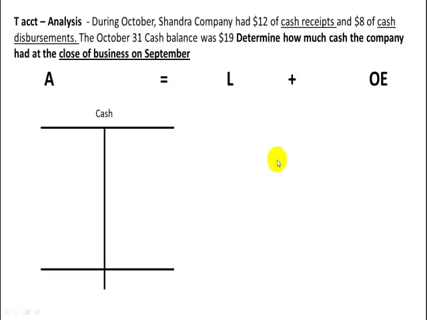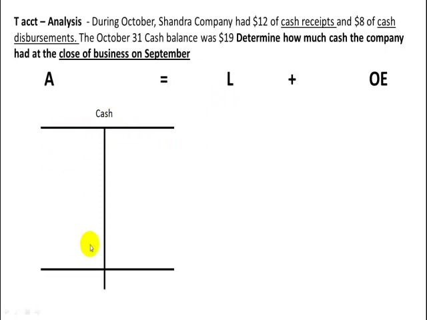This problem is all about T-account analysis, and it will help improve your understanding of what increases and decreases an account with debits and credits. So I've used smaller numbers here to make the math not a factor in your understanding of what's going on here. Let's read the problem and see what we can do with this cash account.